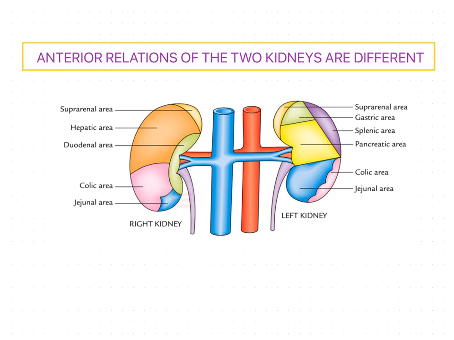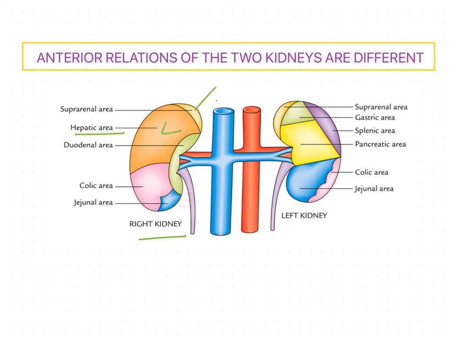Here you will have some difference on the right side and the left side because of the organs arranged in the layers of the abdomen. So first we will see the right kidney. At the upper pole you can find an area called the suprarenal area, where it is related to the right suprarenal gland, and next you'll have the hepatic area, which is related to the liver.